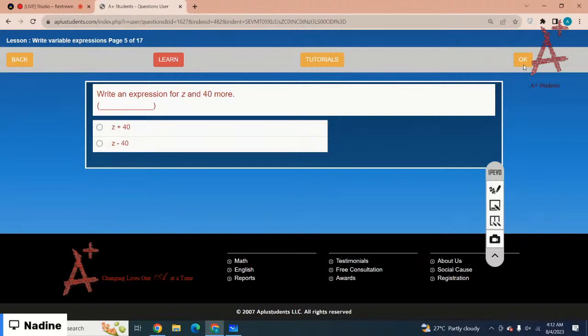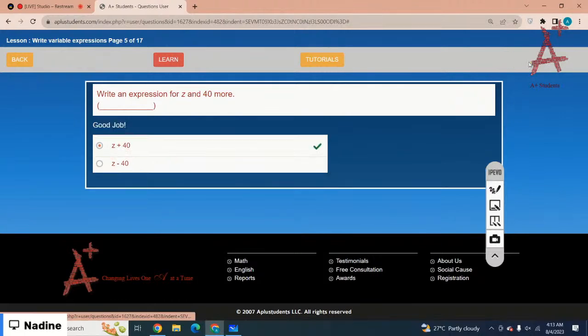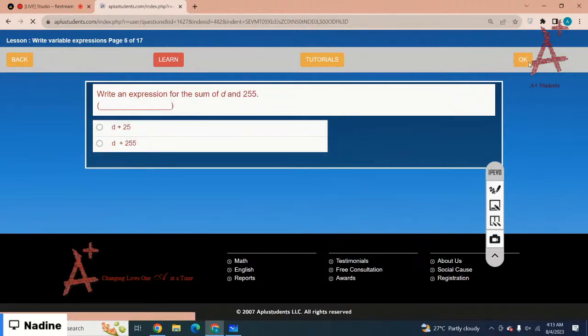Write an expression for z and 40 more. That means you have to add 40 to z. So option number 1 is the correct option, z plus 40. Very good.